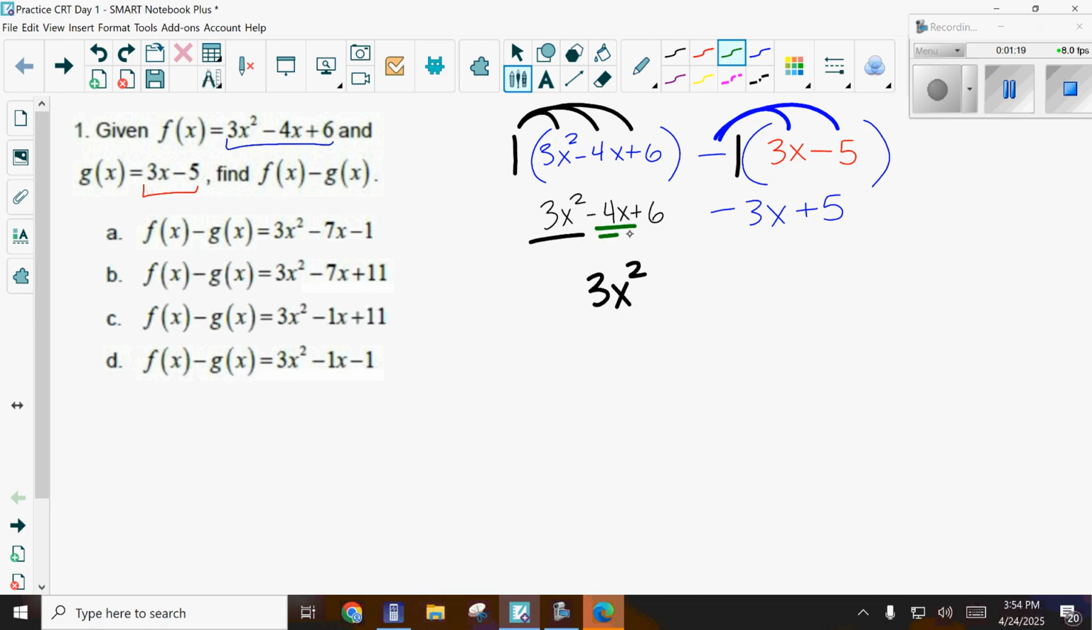Second highest would be x to the first. So that's your x term. So negative 4 and negative 3 makes negative 7x. And then your final is going to be your constant. Constants are numbers without letters. You put those together, that gives you 11. So your final answer, choice B.